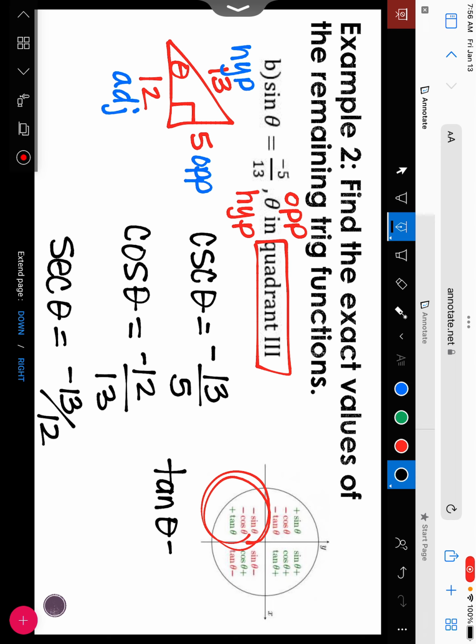So the tangent of theta is opposite over adjacent. So that would be 5 over 12. And the cotangent of theta is adjacent over opposite, which is 12 over 5. And that is it.